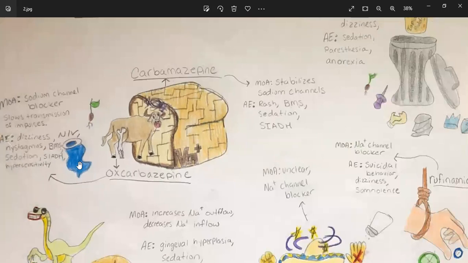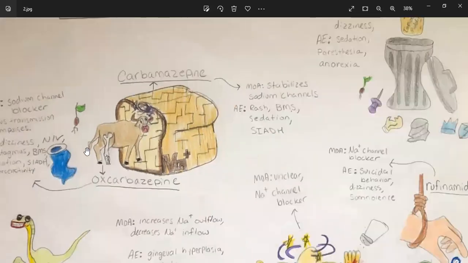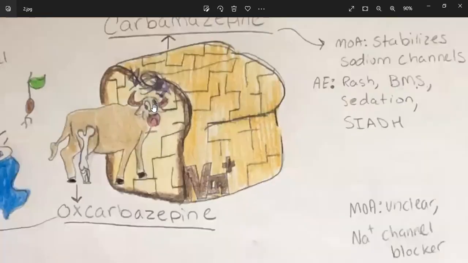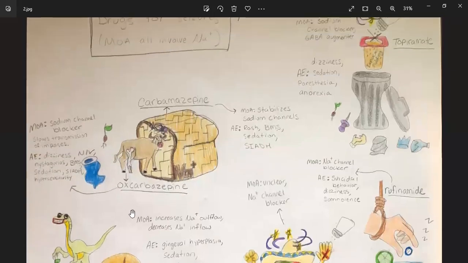Sedation, we have a seed. Again, the SIADH, which I think kind of just looks like the word sad, and he looks sad. And also hypersensitivity, which I usually show by someone crying because they're overly sensitive and they just cry about everything. So that's your carbamazepine and your oxcarbazepine.